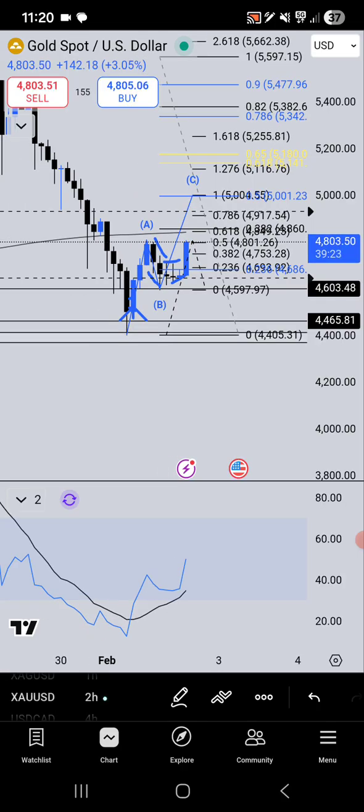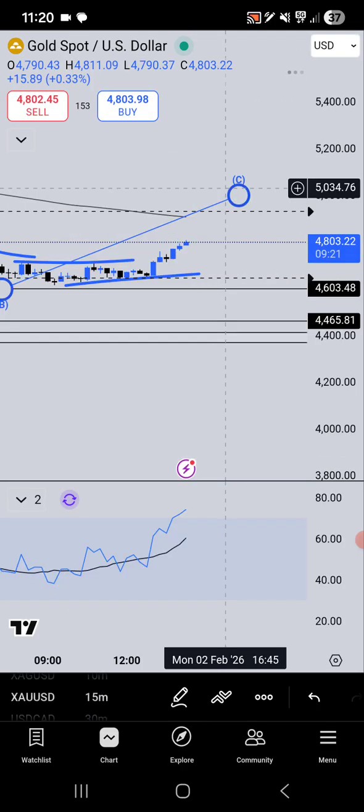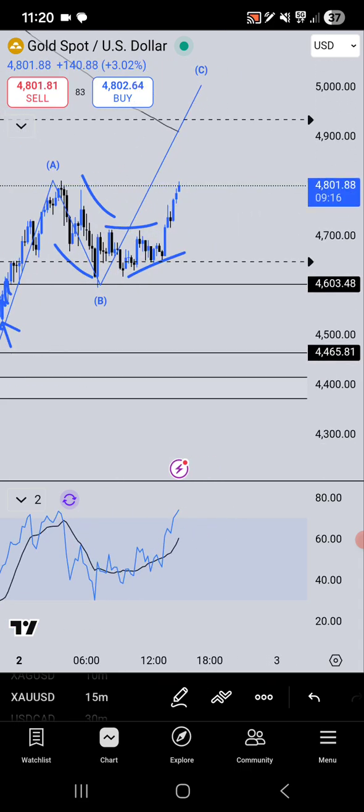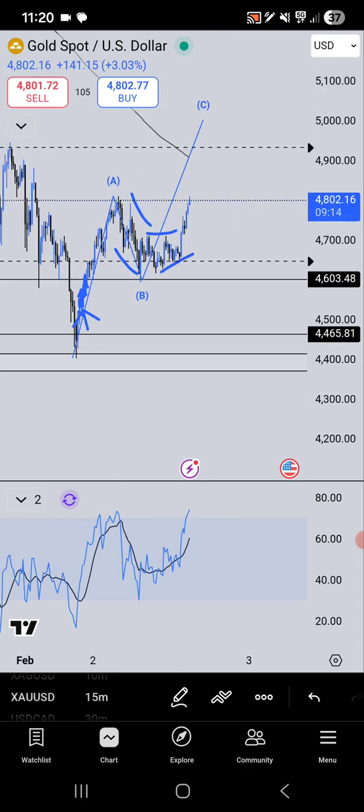Anyway, it's just a bit of basic, that's how I trade. I don't know what it's looking like for you guys in your style, but that's what I'm seeing at the minute. Cheers.